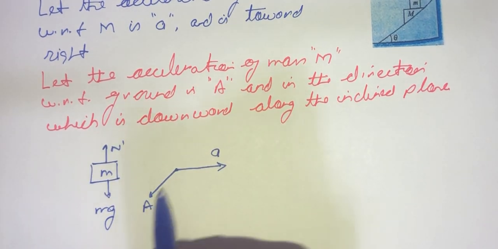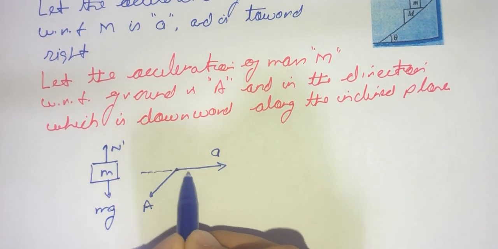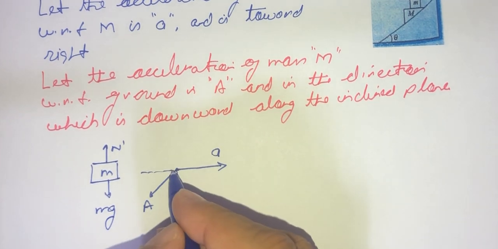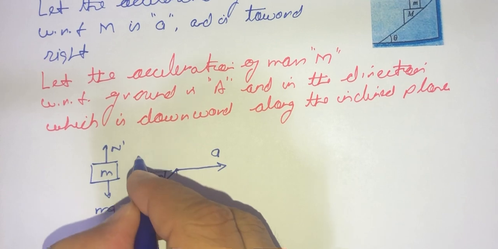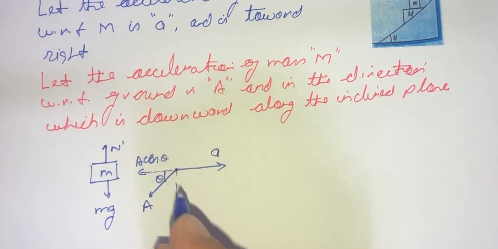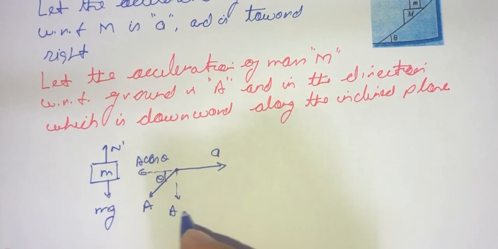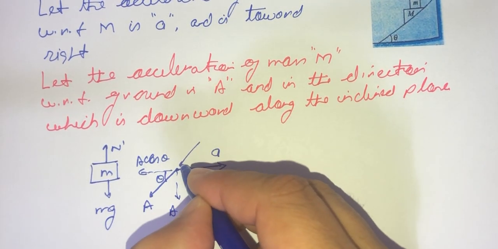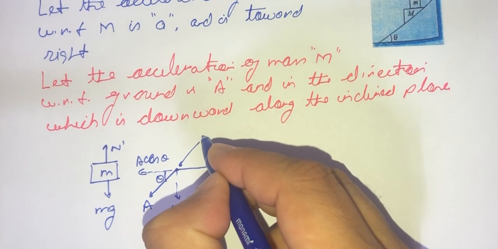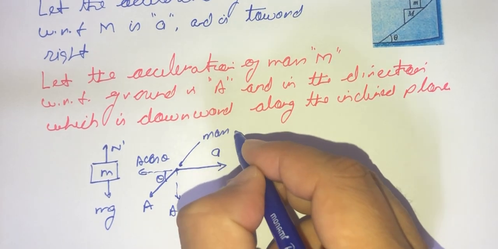Now this capital A can be divided into two parts. This angle will be theta. You can see this will be A cos theta, and this will be A sin theta. So this is our small mass m.